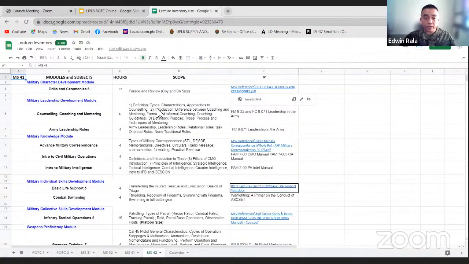So kung ito lang yung scope ng subject mo, kunyari dito sa MS42, yun lang yung kukuhanin ko doon sa reference. So hindi lahat. Kasi yung reference na yan, libro yan, makapal. So, hindi natin kayang ipabasa lahat sa mga estudyante, especially naka-online lang tayo. Okay, so yan yung mga lecture.